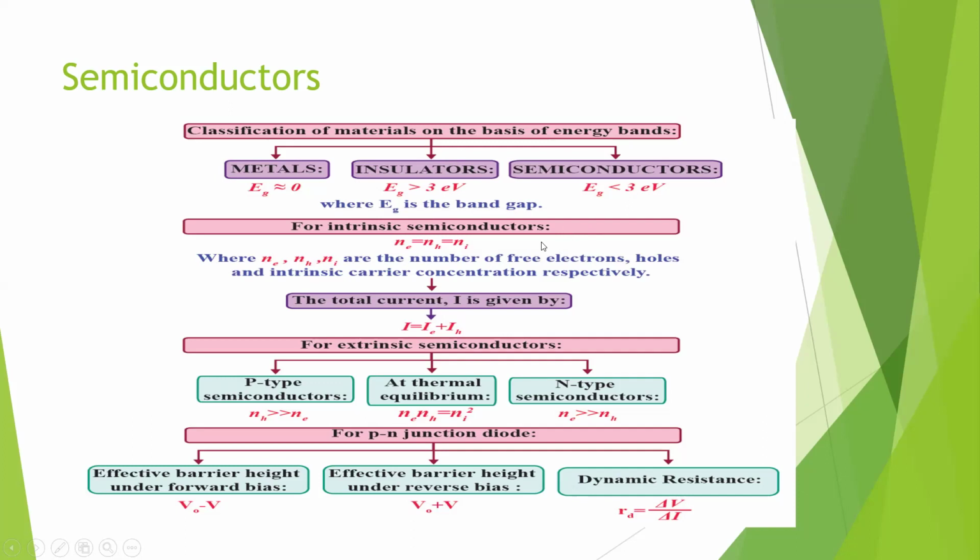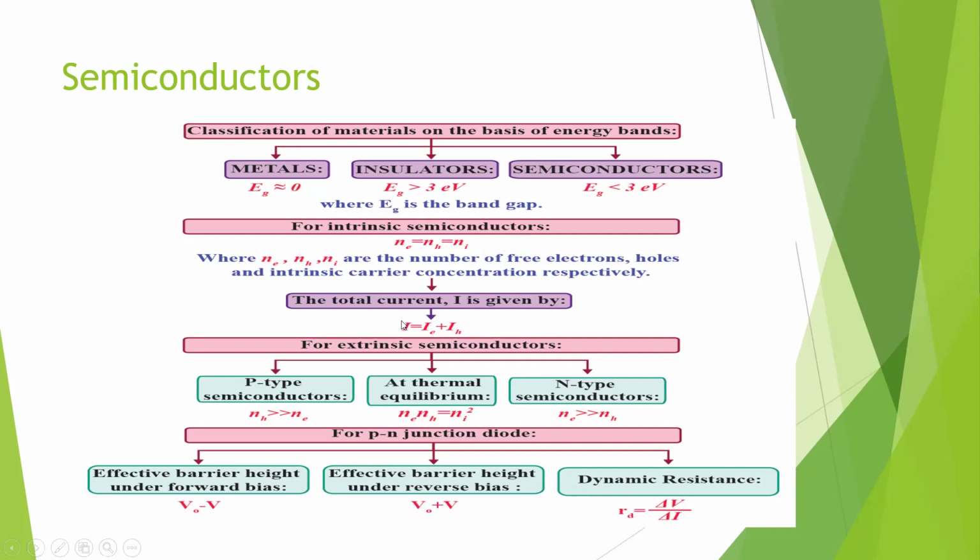So instead, to make it a pure conductor, you have to give a threshold energy so that you can decrease the energy gap and expel one electron from the valence band to the conduction band. Okay, so for an intrinsic semiconductor, there are different kinds of pure semiconductor, such as germanium, silicon, etc. For that, the number of electrons will be equal to the number of holes, which is equal to Ni.